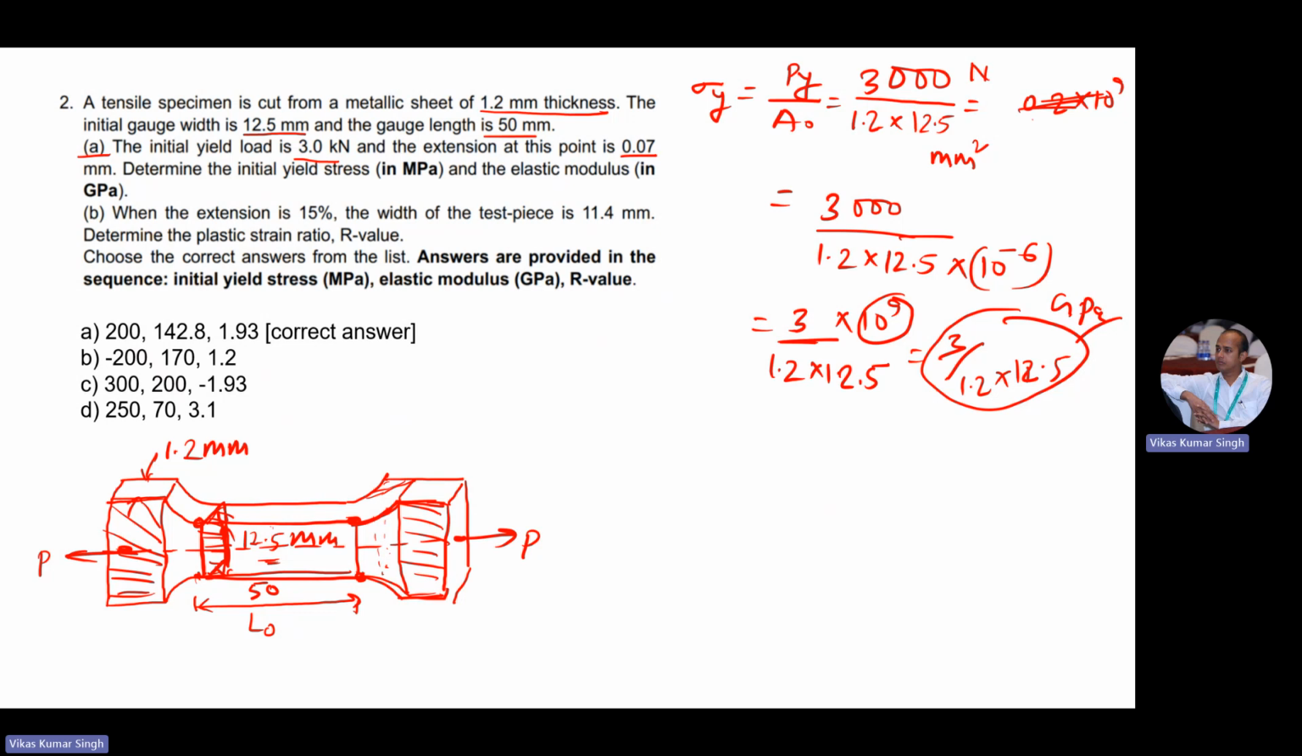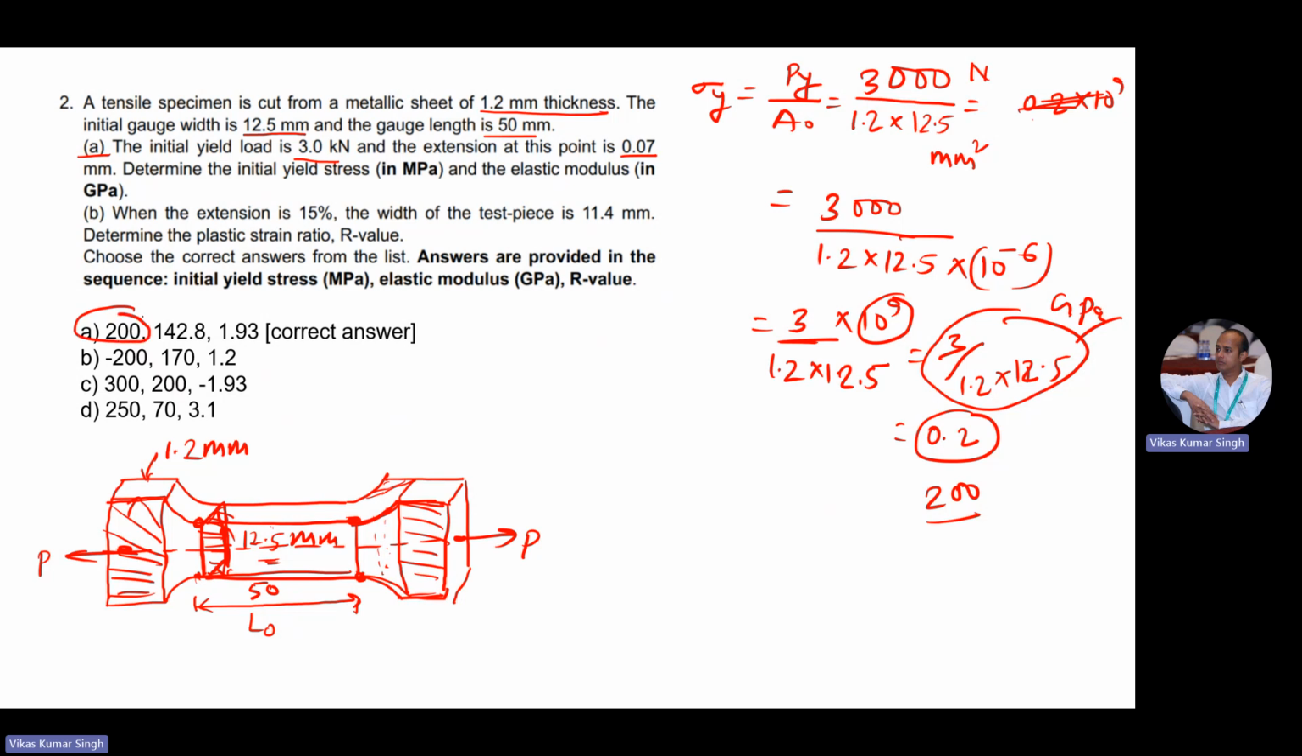This is nothing but your yield stress. If you convert this, it is going to become 0.2 GPa, and 0.2 GPa means what? 200 MPa. So this will be the 200 MPa value.